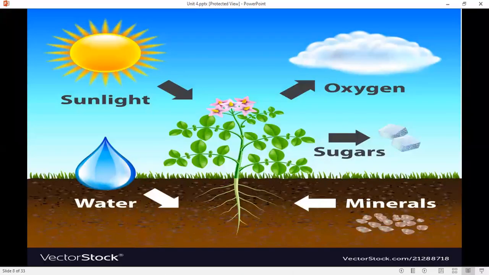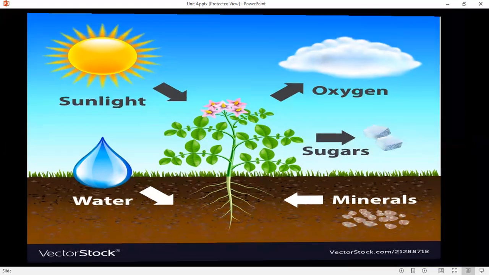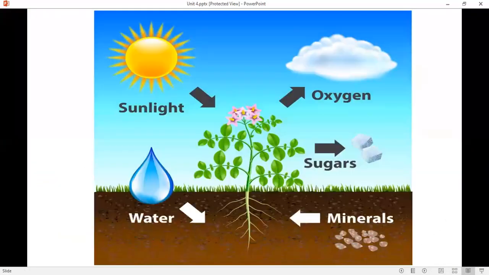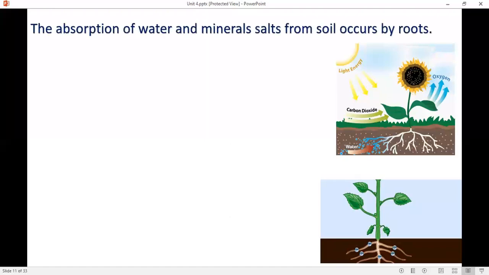So I can summarize the photosynthesis process: carbon dioxide, water, mineral salts, and light energy are the plant's needs to produce oxygen and plant food. That's clear? So if I ask you, complete the sentence. The absorption of water and mineral salts from soil occurs by roots or stem? Great, roots.